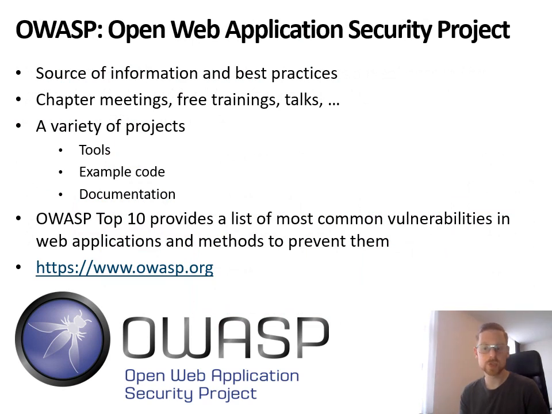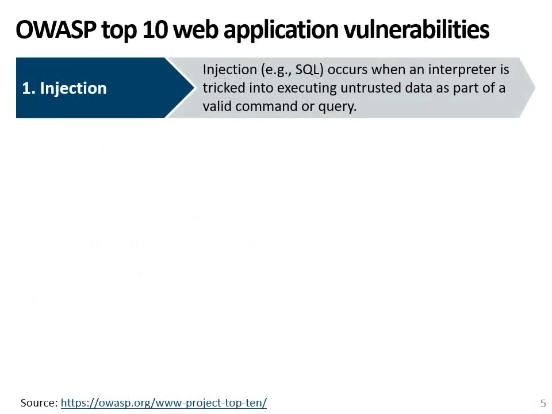A very important source of information for web application developers about security is OWASP, which stands for the Open Web Application Security Project. It is a source of information and best practices related to developing and maintaining secure web applications. They provide trainings, talks, tools, code examples, documentation, and so on. Moreover, they always publish the top 10 of most common vulnerabilities in web applications and methods to prevent them. Let's take a closer look at the most recent top 10 web application vulnerabilities that were published by OWASP.